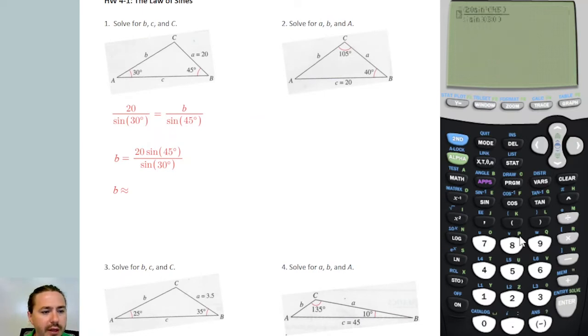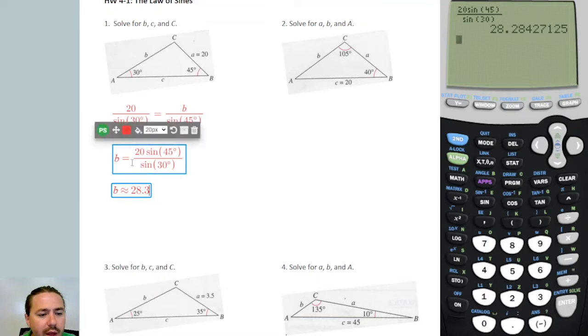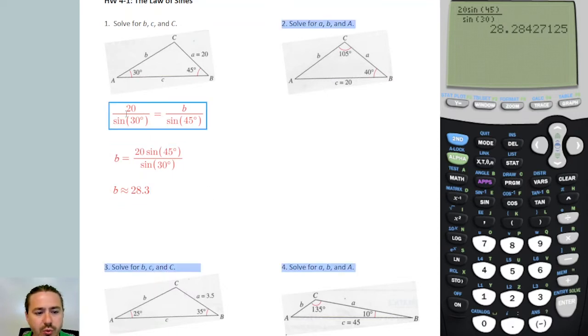Now I can quit, and I'll hit enter, and there we go. So now we can see the length of side B is approximately 28.3. I'll just go to the nearest tenth here. That's the general idea. We're just going to do that again for angle C, or side C. The thing about side C is that we do not know angle C.